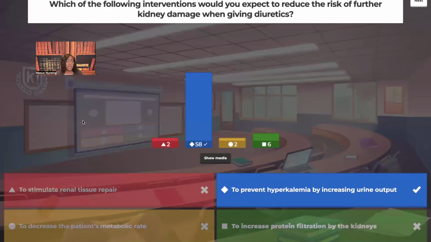Very good. To prevent hyperkalemia. And how do we do that? By increasing urine output. The more that patient urinates, the more the potassium is coming out of that body through the urine. That's how we prevent that hyperkalemia. It couldn't be to stimulate renal tissue repair. Diuretics don't do that. It couldn't be to decrease the patient's metabolic rate. Diuretics do not do that. And it couldn't be to increase protein filtration by the kidneys. Diuretics do not do that. Diuretics make you release fluids, and in that fluid would be electrolytes such as potassium.